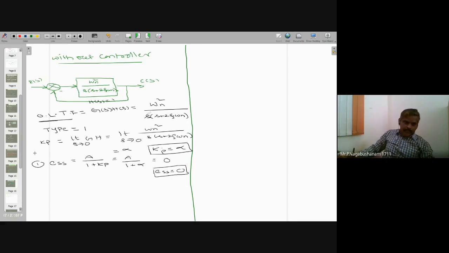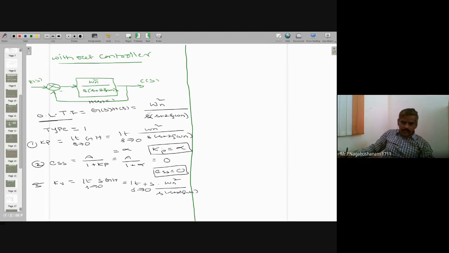Next one, assume it is a 2. This is the first. Next, I'm going to check the third one, Kv, the velocity error constant. The formula is limit s tends to 0 of s into G(s)H(s). Yes, I'm taking that G(s)H(s) here: limit s tends to 0, s into omega n square divided by s into (s plus 2 zeta omega n).